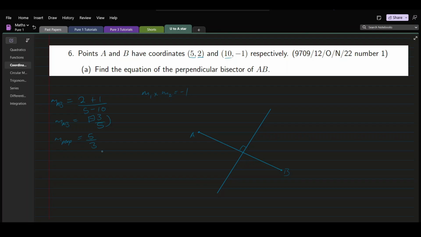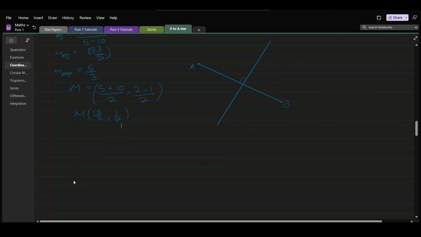Since it's a bisector, it splits the line AB in half, and therefore it passes through the midpoint of AB. So let's find the midpoint of AB, since the midpoint of AB also lies on the perpendicular bisector. So the midpoint of AB would be the average of our x coordinates, that's (5 plus 10) over 2, and then the average of our y coordinates, (2 minus 1) over 2. So that gives us 15 over 2, and then 1 over 2. So 15 over 2, 1 over 2, these are the coordinates of the midpoint, and that lies on the perpendicular bisector.